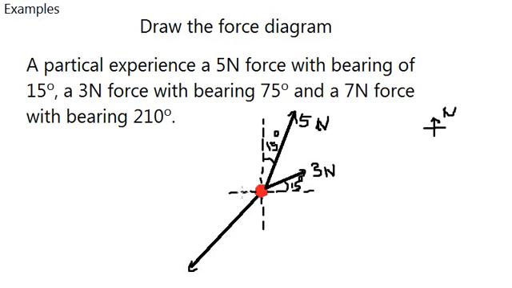So 270 is this one. For 210 we need to minus 60 degrees, so this will be 60 degrees. Well, I guess I drew that a bit off, but you know what it's all about now. And just label the force again, and you should get a force diagram.